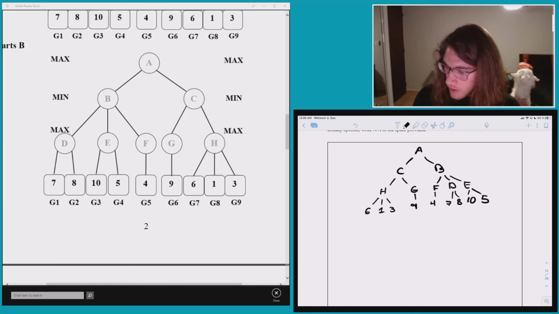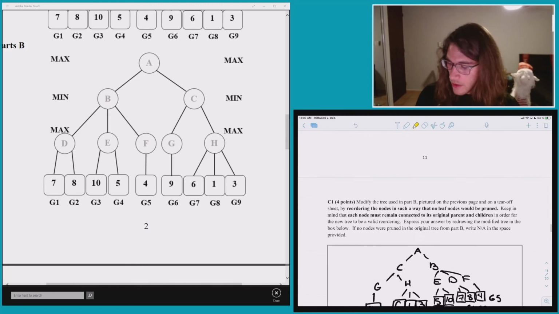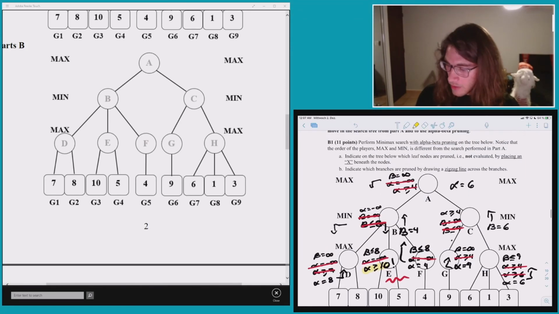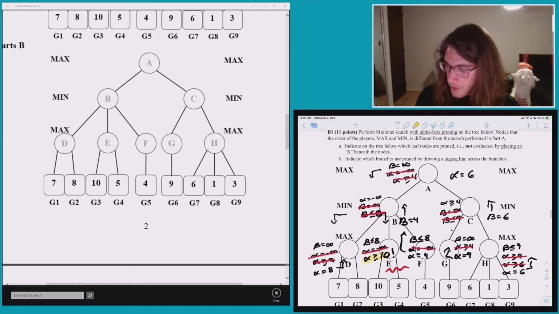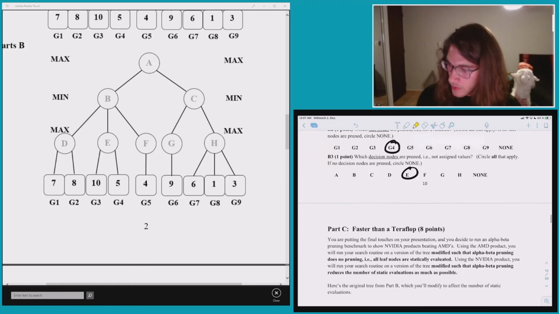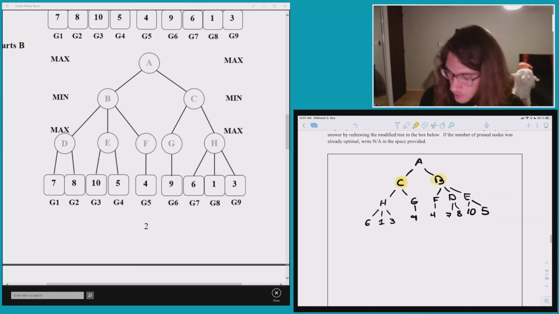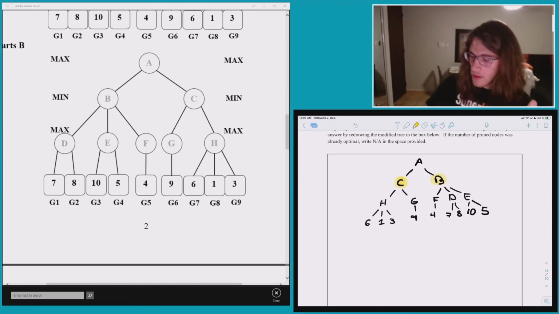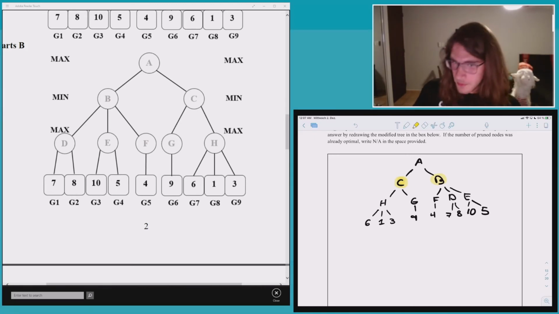In reality, two things needed to happen in order for the number of prunings to be maximized in this problem. The first one was that C and B were flipped, because C has a higher value. C has a value of 6, if you recall from the minimax, and B has a value of 4 from when we performed minimax. So having C on the left is ideal with respect to A, because the highest value is on the left for the maximizer.